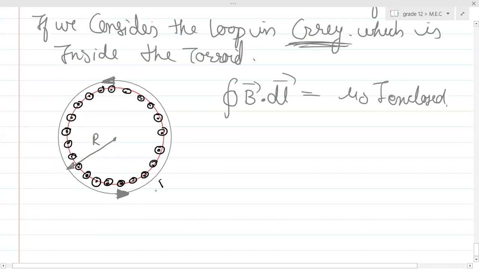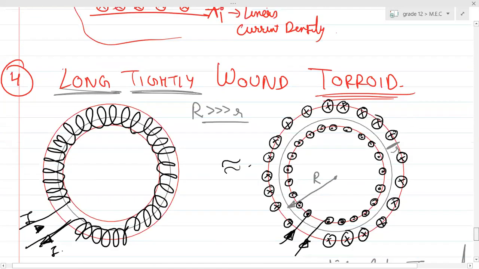Okay. So can you see over here, guys? I have this. Will it be equal to n turns multiplied by the current? Will it be equal to B? Can anyone tell me what will be the direction of the field inside a solenoid?